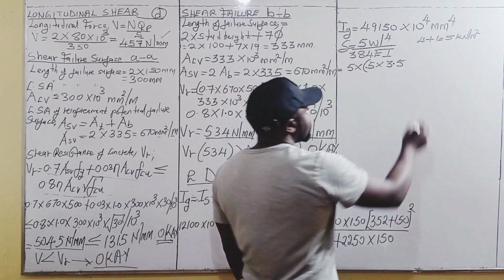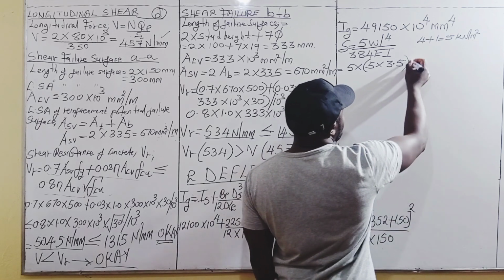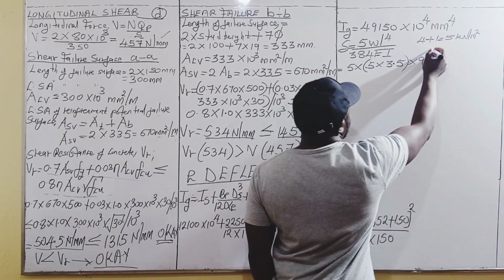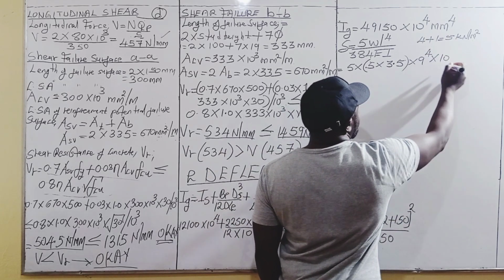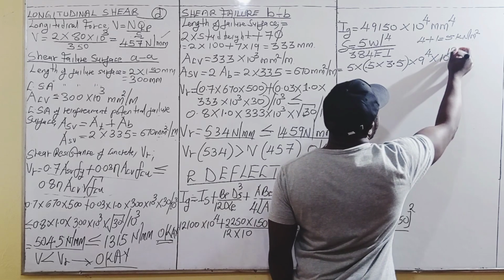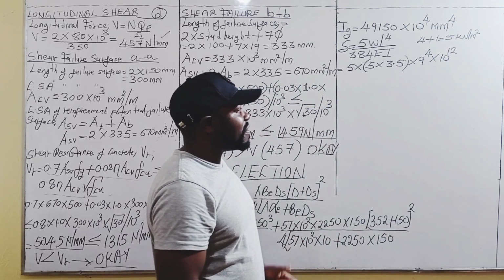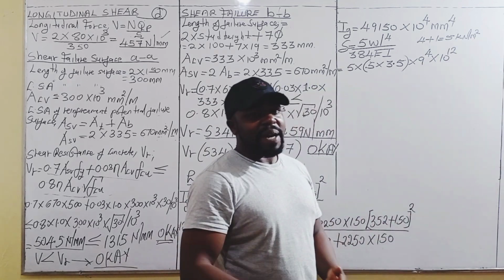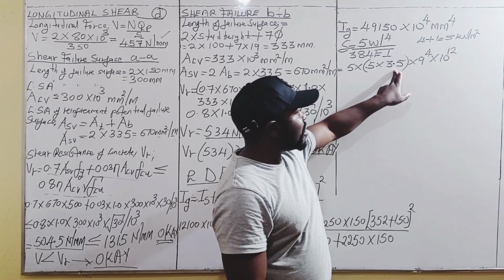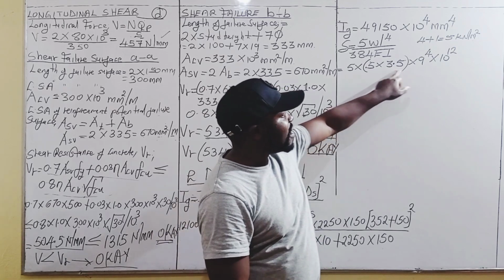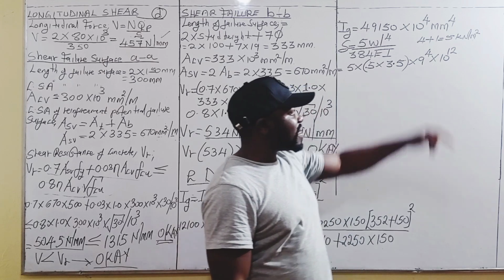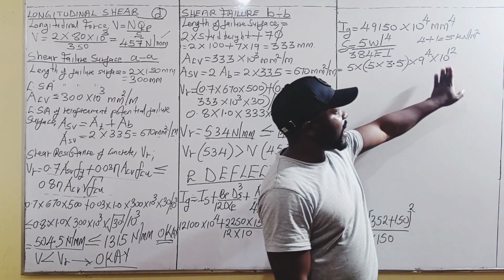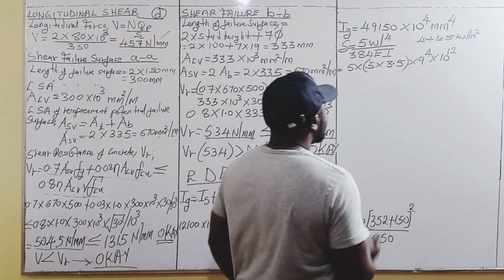3.5 meters. Then we multiply this by 9, which is the beam span, raised to the power of 4. Then we multiply by 10 raised to the power of 12. Why raised to the power of 12? Because we need to convert kilonewton per square meter to newtons per square millimeter. We need to convert 3.5 meters to millimeters. We need to convert 9 meters to millimeters. So we are multiplying by 10 raised to the power of 12. That is a million times another million.